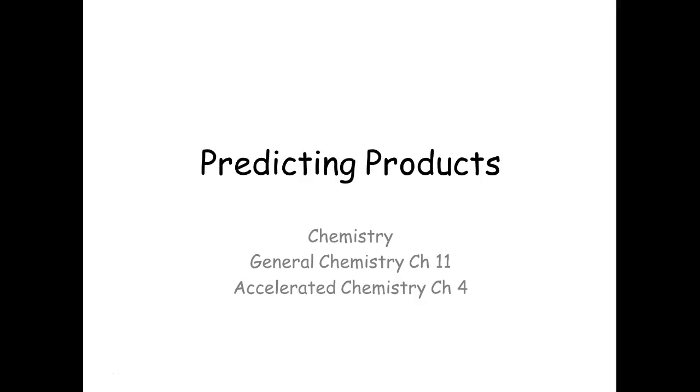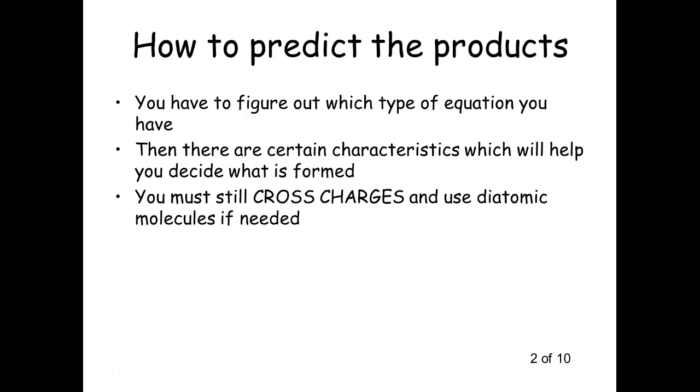All right, in this screencast, I hope to help you identify how to predict the products if you know what type of equation and what the reactants are. All right, so how to predict the products. First of all, you have to figure out what type of equation you have, and once you know whether it's synthesis or decomposition, single replacement, double replacement, or even combustion, then you know what the product should look like.